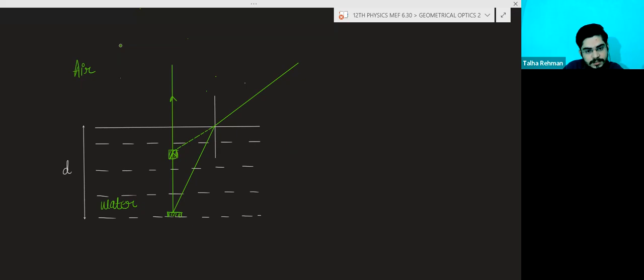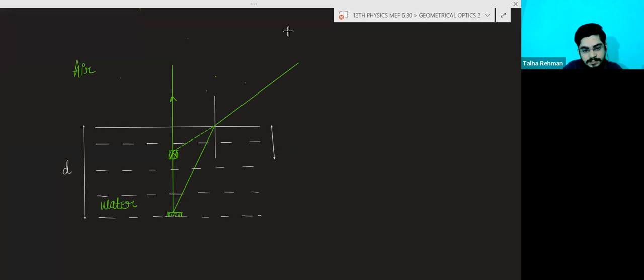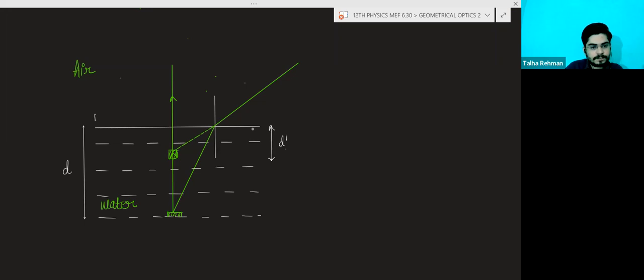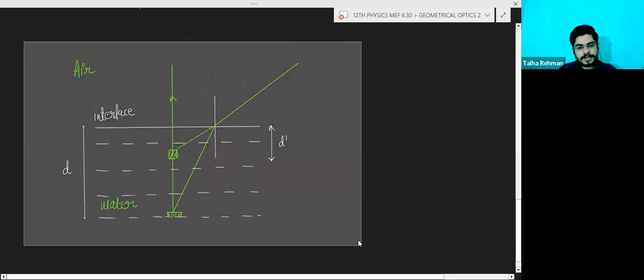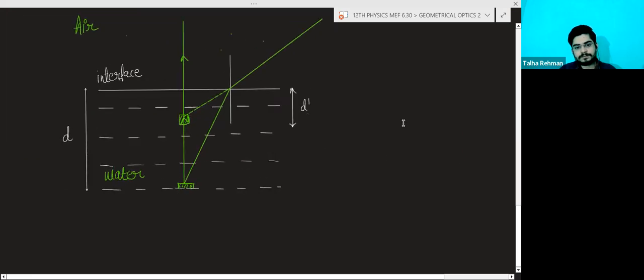This is the object again, and this object is at a distance of d dash, and d dash is the apparent depth. Okay, so this is, suppose, d dash, and we are measuring all the distances from the surface, or from the interface, you can say. Now we are studying geometrical optics, so geometry will be used to solve the problems.